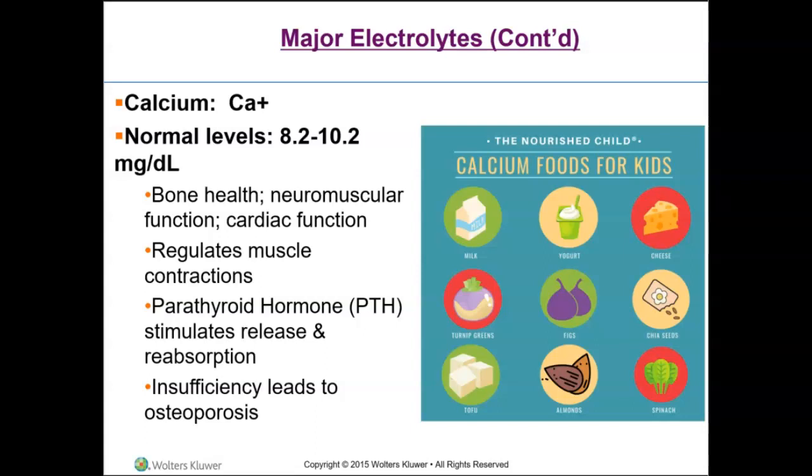Let me say that again. It's a very important concept. If people do not consume enough calcium, their body will leach it from the bones and pull it into the blood to compensate. This could lead to osteoporosis, right? And osteoporosis is a concept that's important for Block 1 that you need to know.